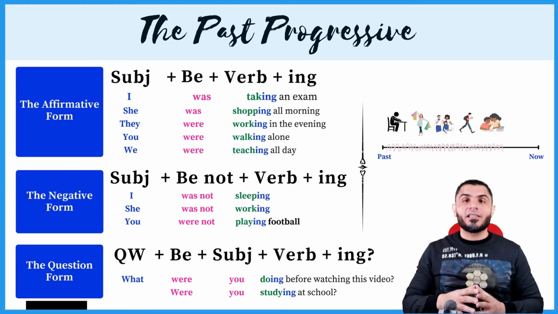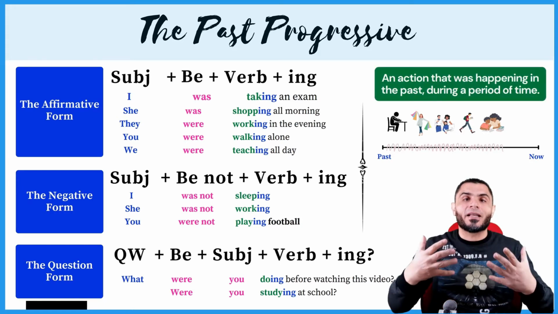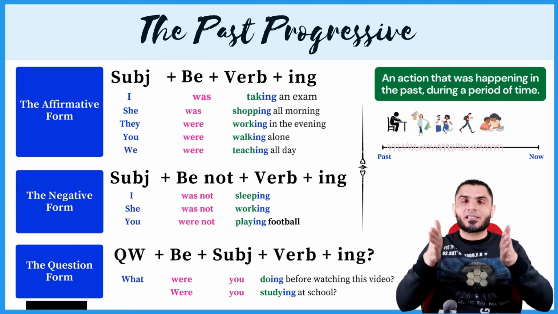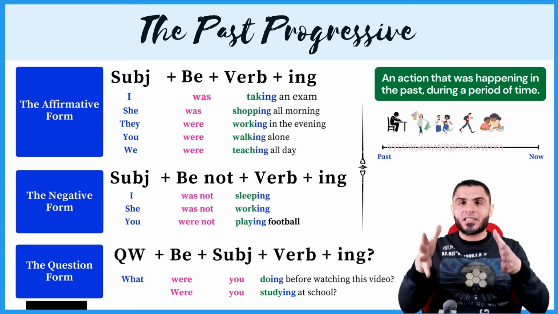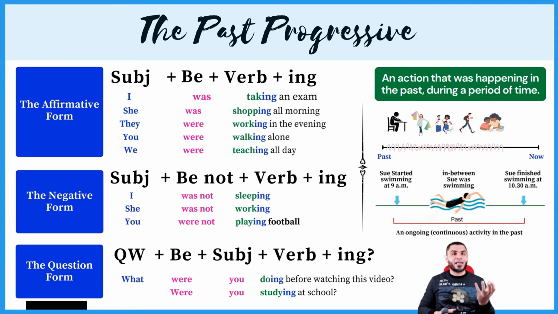The most important thing is when to use this tense. The main use of this tense is when we talk about an action that was happening in the past during a period of time. As shown from this picture, Sue started swimming at 9 a.m. and she finished at 10:30 a.m. So what was she doing during this period of time? She was swimming. So the action was taking place from 9 a.m. until 10:30 a.m., which means it was in progress and continuous.